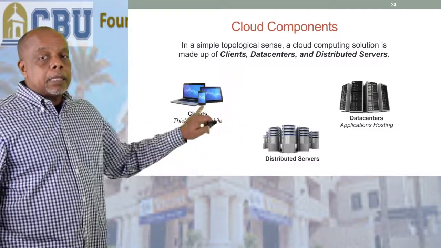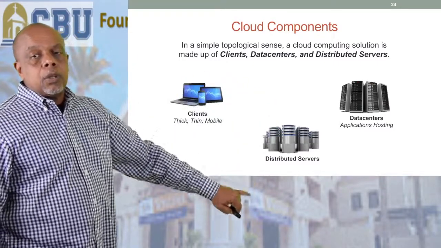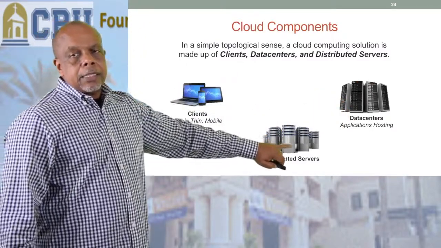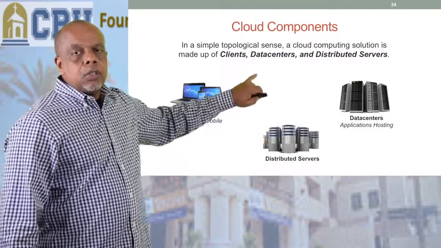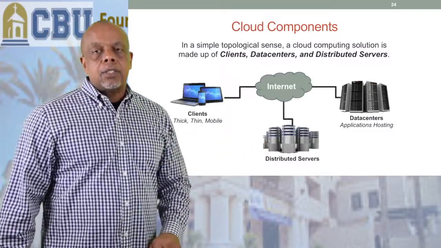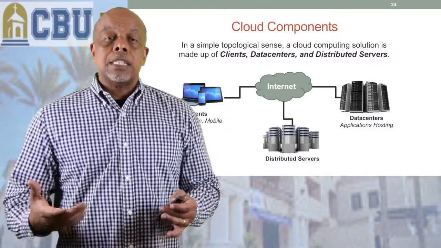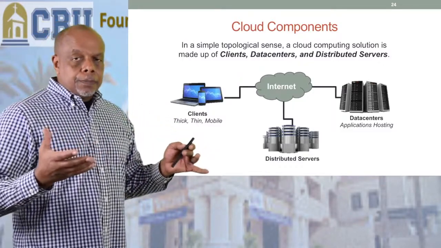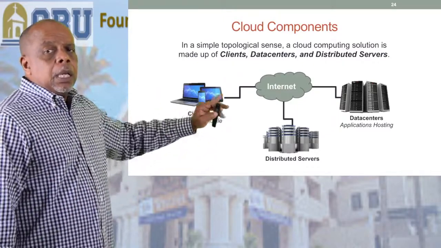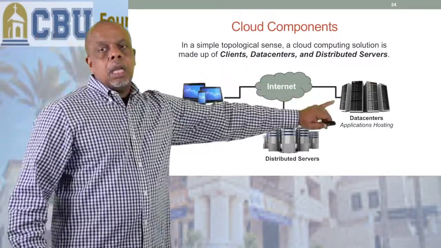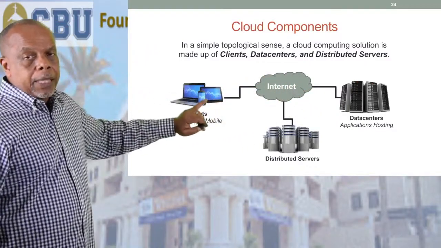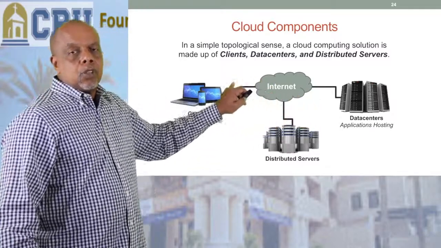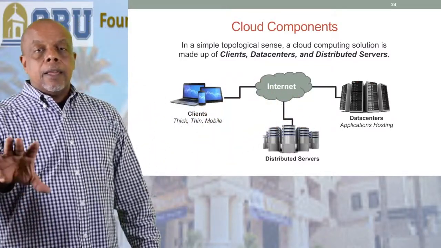The third part that makes these things work is what we call distributed servers. Even though my data is back here, I now need a set of servers to be able to distribute it to the clients. And that distribution is done across the internet. So the 3 major components of cloud are the client, the data centers where we host applications, and the distribution server that actually distributes these application services to the client. Got it? All right, let's move on.